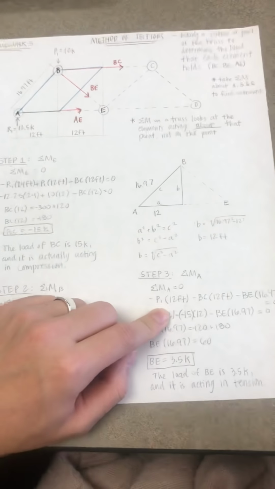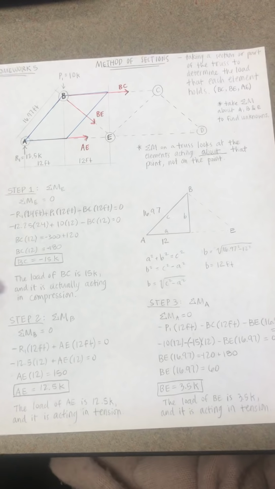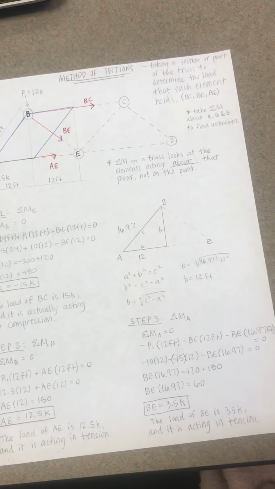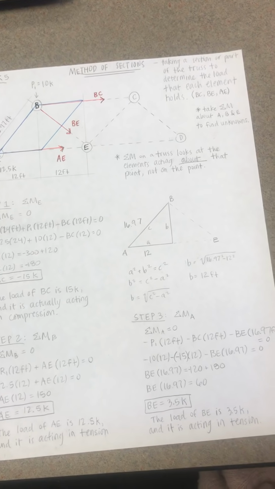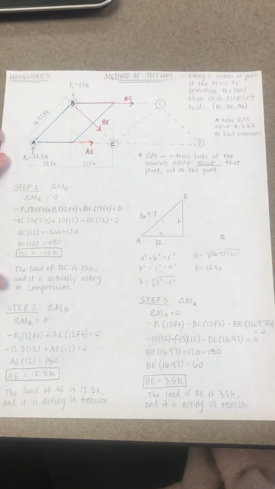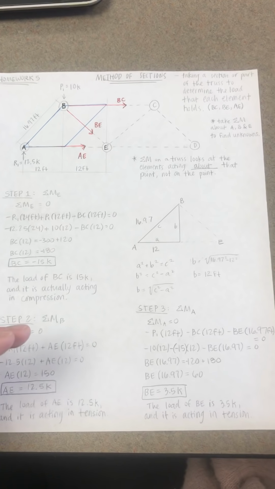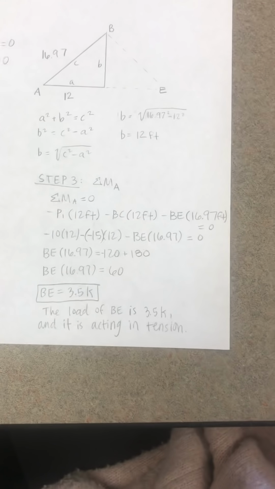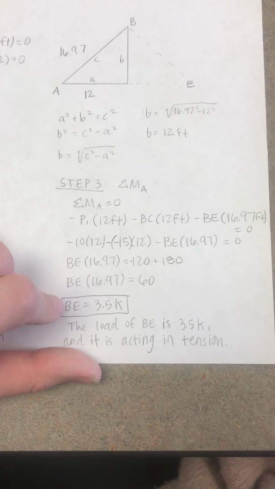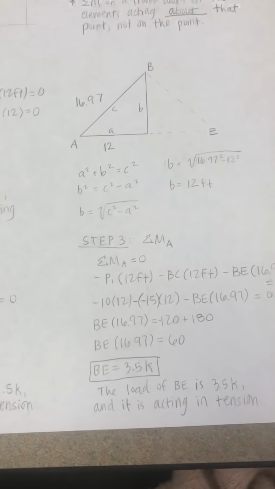Now, if you decide that you're going to look at this a different way and that clockwise is positive and counterclockwise is negative, that's okay as long as you stick to whatever you choose. I've stuck to this method because it's the way we've been doing things before, but if you switch it up, you just have to make sure that you stick to that method. So anyways, when we continue to solve this out, we get the answer for BE, and it's positive, so we can confirm that it's acting in tension.